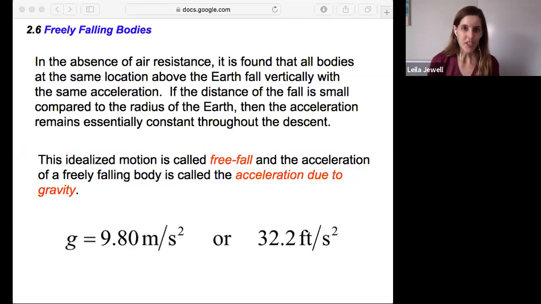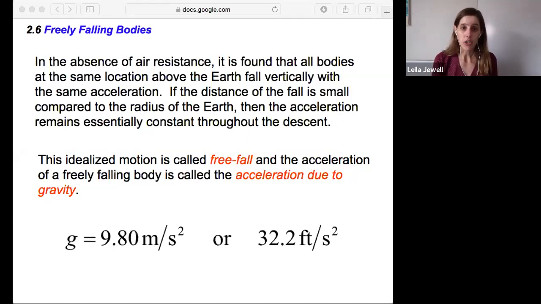Section 2.6, freely falling bodies. In the absence of air resistance, it's found that all bodies at the same location above the Earth fall vertically with the same acceleration. If the distance of the fall is small compared to the radius of the Earth, as long as you aren't too far from the Earth, then the acceleration remains essentially constant throughout the descent.